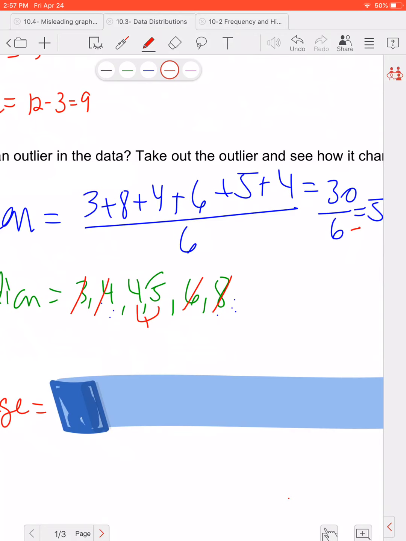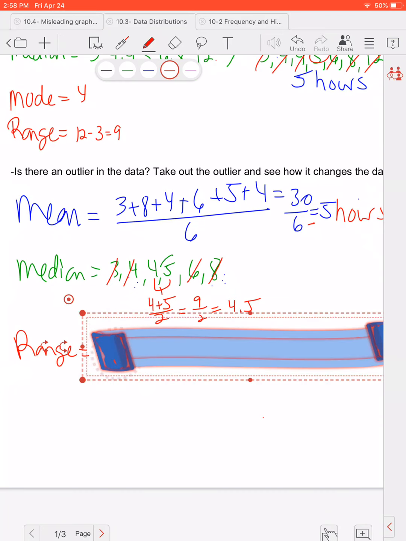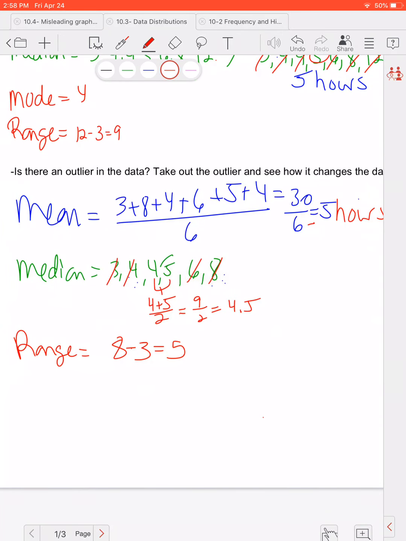So between 4 and 5, I would just do 4 plus 5 divided by 2, which is 9 divided by 2, which equals 4.5, if you don't remember that off the top of your head. If you can see that the number that's going to equally be between 4 and 5 is 4.5, then you can just tell me that's 4.5, okay? And range is going to change just a little bit because we're going to do 8 minus 3, which is 5, so it actually kind of changes a lot.